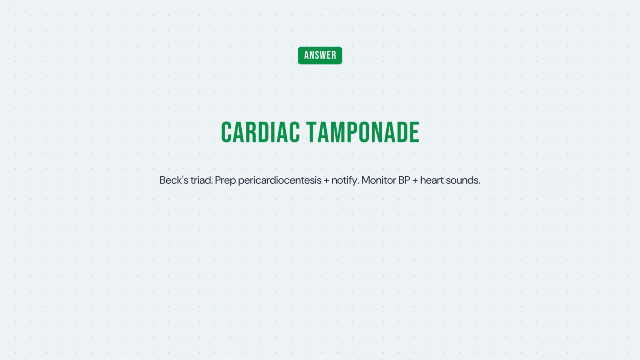Condition is cardiac tamponade. That is Beck's triad. The actions: prepare for pericardiocentesis and notify the provider immediately. The parameters to monitor: blood pressure and heart sounds, because if the effusion is reaccumulating, the pressure falls again and the sounds muffle again. And note where this came from. A post-heart attack patient. The inflamed pericardium after an infarct is exactly how you get here.